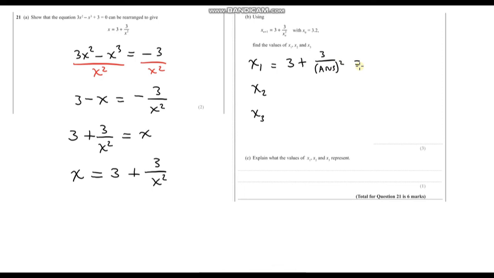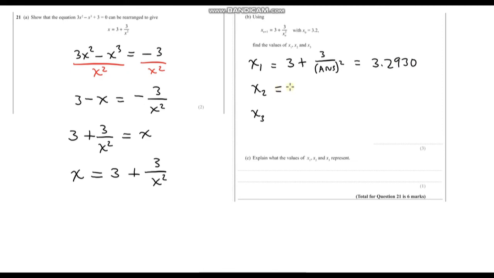So let's type that in. So 3 plus 3 over answer squared. And we get, I'm just going to round these to 4 decimal places because it doesn't say in the question how accurate to be, 3.2930.